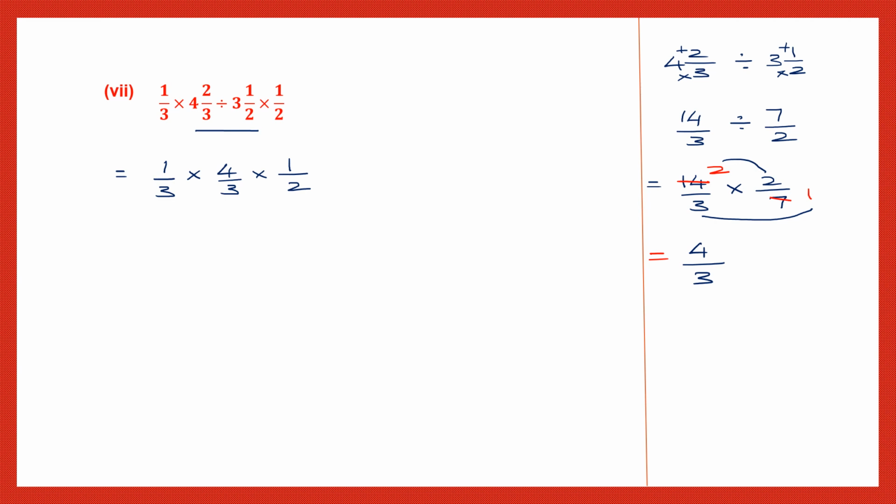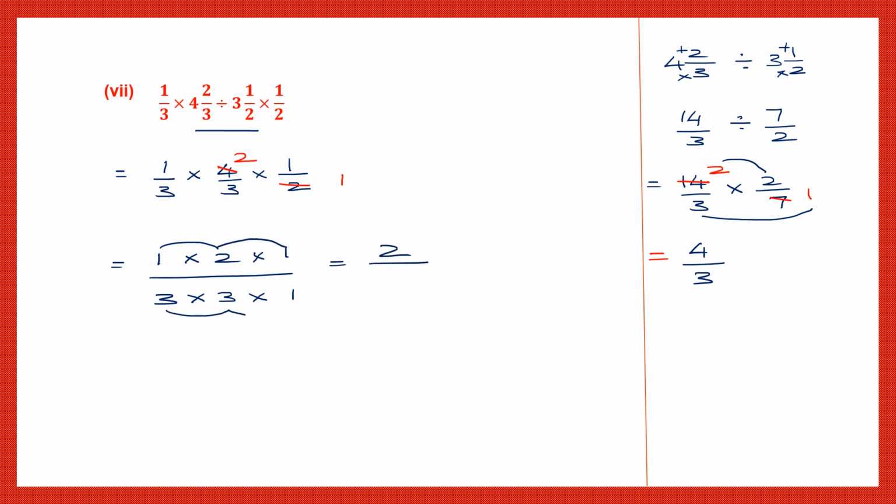So now here what can we cancel? We can cancel 2 and 4. 2 ones are 2, 2 twos are 4. So in the numerator, what do we have now? We have 1 into 2 into 1. And in the denominator, we have 3 into 3 into 1. So now let's multiply and see what we get. 1 twos are 2, 2 ones are 2. Denominator 3 threes are 9, 9 ones are 9. So what is our answer? 2 by 9.